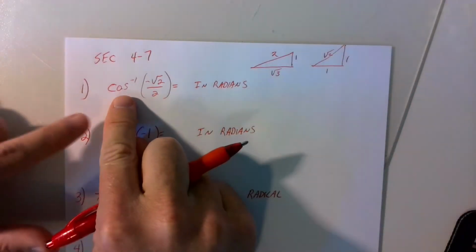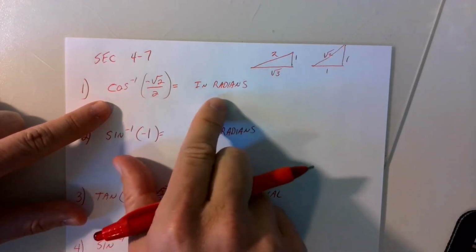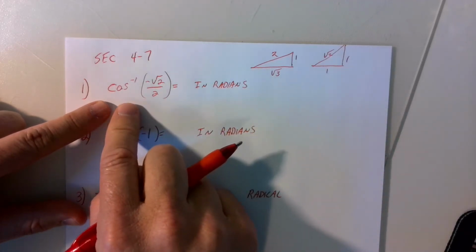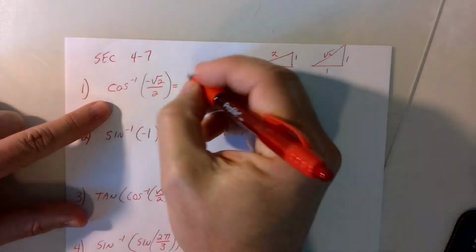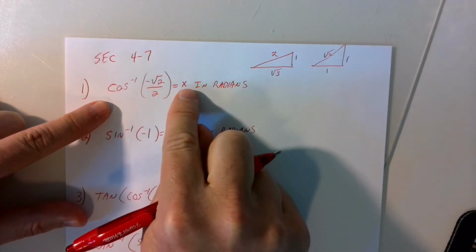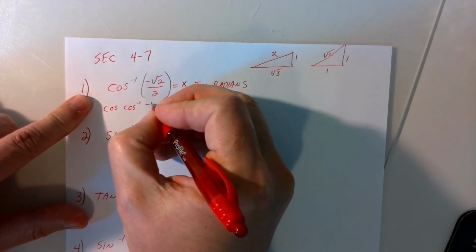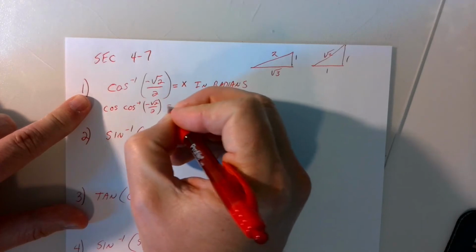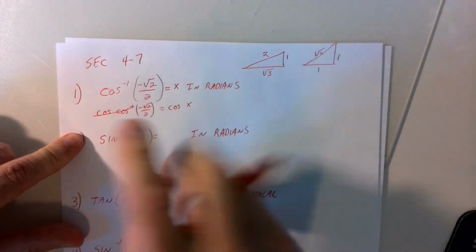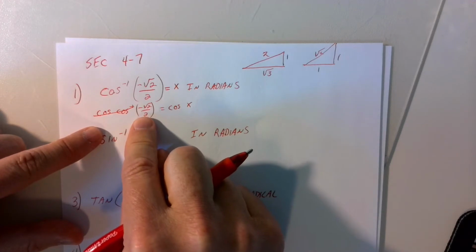So one of the things we're going to do is we're going to say, hey, if I want to know what cosine inverse of -√2/2 is, and I want to put that in radians, what the heck does that mean? That basically means this: we want to know what cosine inverse of -√2/2 is. So if I did cosine of cosine inverse of -√2/2, it would equal cosine of x. I'm just taking the cosines of both sides, right? So you know cosine kills cosine inverse. So I want to know what angle is equal to -√2/2.